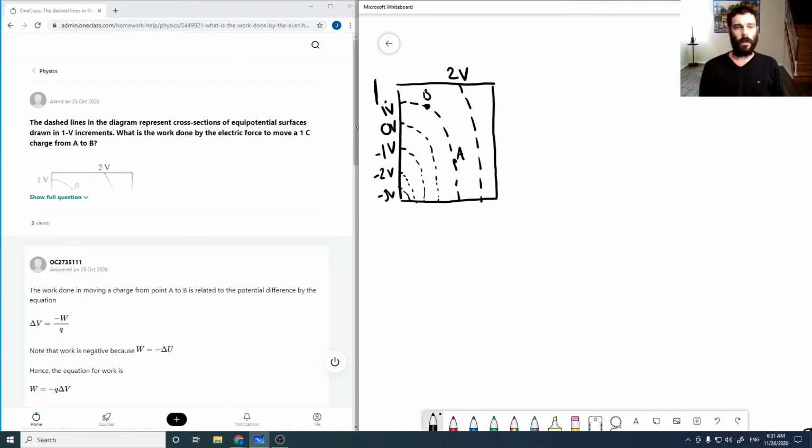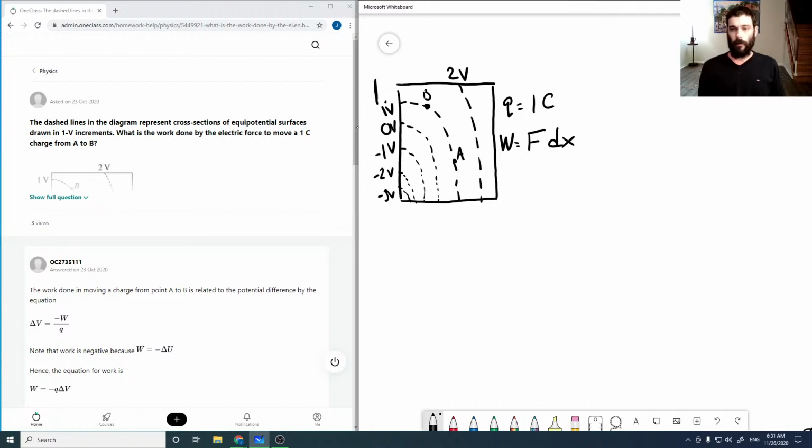And the question just asks, how much work is done in moving a 1 coulomb charge from A to B? So our work is our force times our distance, but we're not given forces or distance, we're just given our potentials.